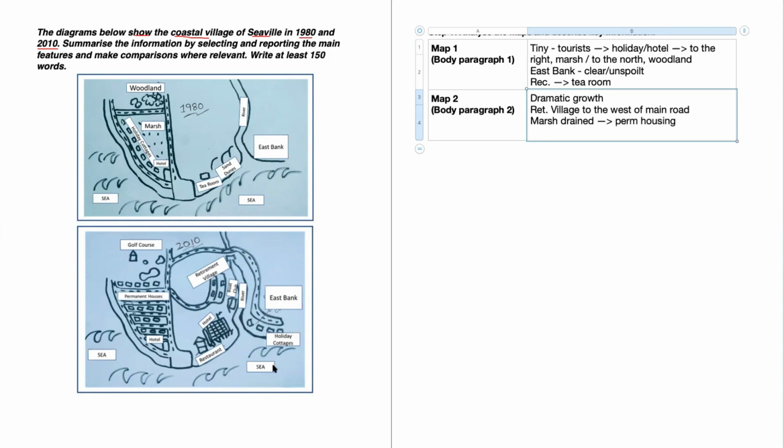And then we see that the holiday cottages and also the hotel here have been constructed on the East Bank. So I'll say East Bank, and I'll talk about the hotels and holiday cottages. If we also keep looking at these areas and these changes, we see that the woodland area, which was to the north of the holiday cottages, has been replaced by a golf course. So I'm going to also make a note of that and say woodlands, and we'll say it's been replaced by a golf course.